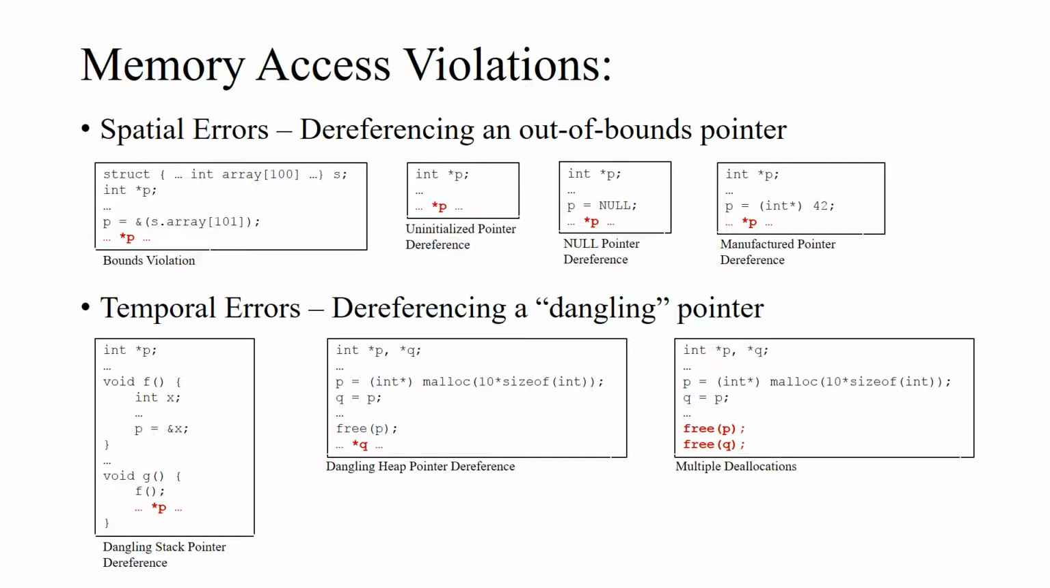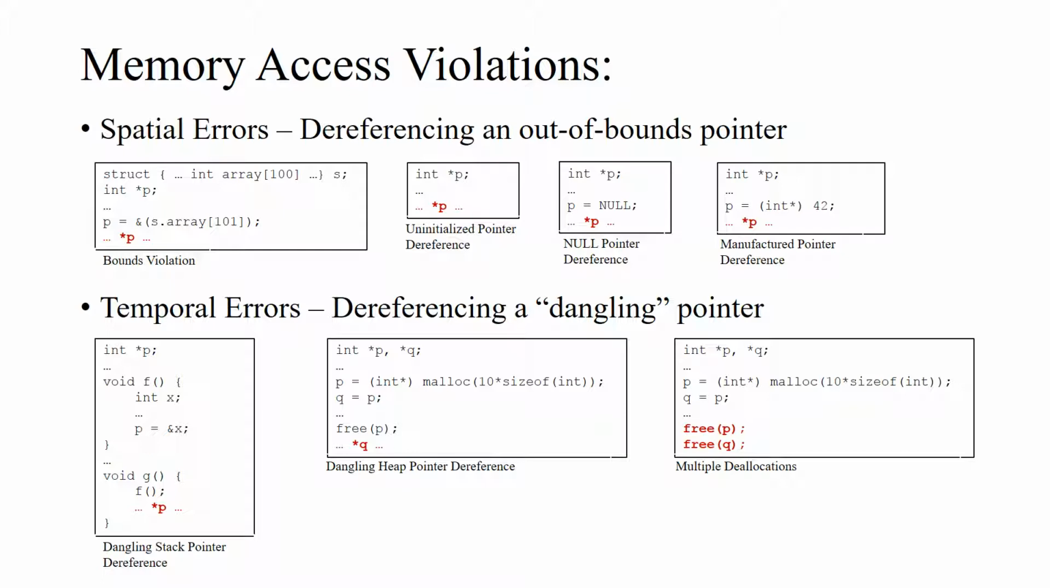For example, in the bound checking code snippet below, the pointer P is forced out of bounds by setting its value to the memory location just beyond the allocated space of the array in struct S.